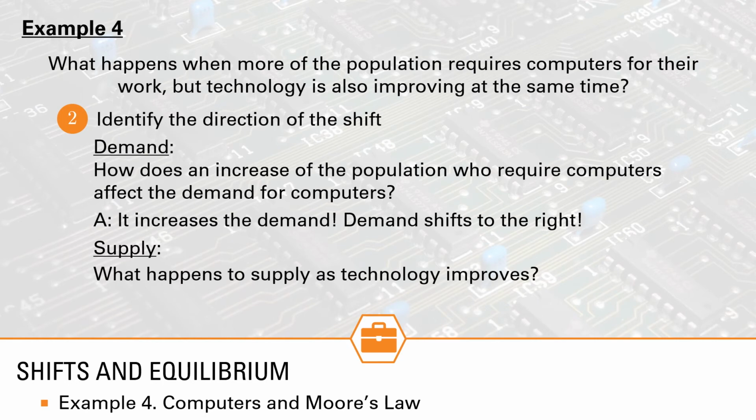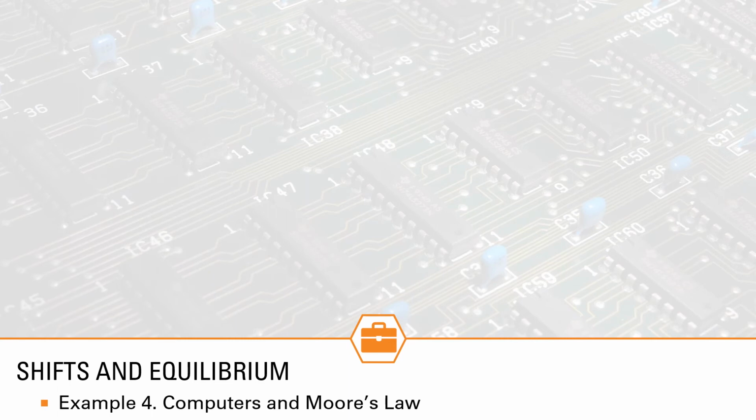Supply. What happens to supply as technology improves? And again, we've seen this in example 3. We know supply increases, it shifts to the right. So let's move on to the actual shifting of the curve. Okay.